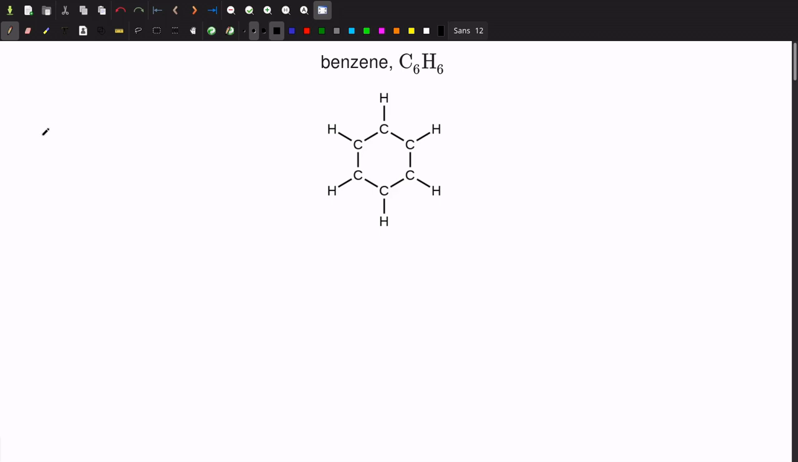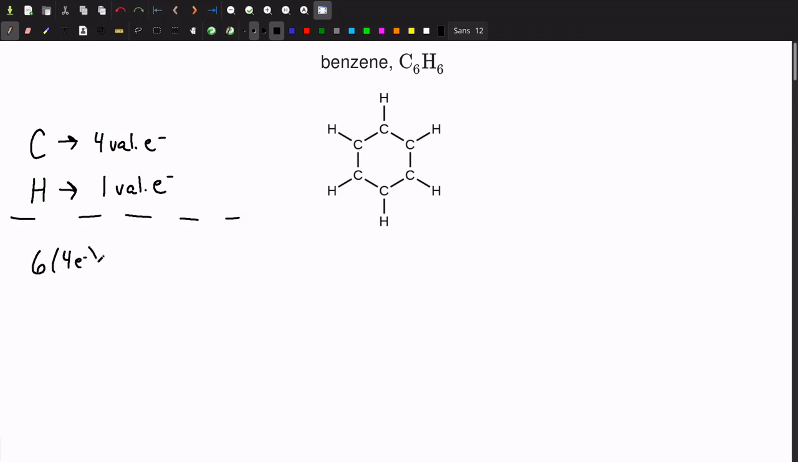So we're going to start off by saying that we have carbon and we have hydrogen. Carbon gives us 4 valence electrons. Every hydrogen's giving us 1 valence electron. That means that in our bank we have 6 times 4 electrons plus 6 times 1 electron. 24 plus 6 is 30 electrons.